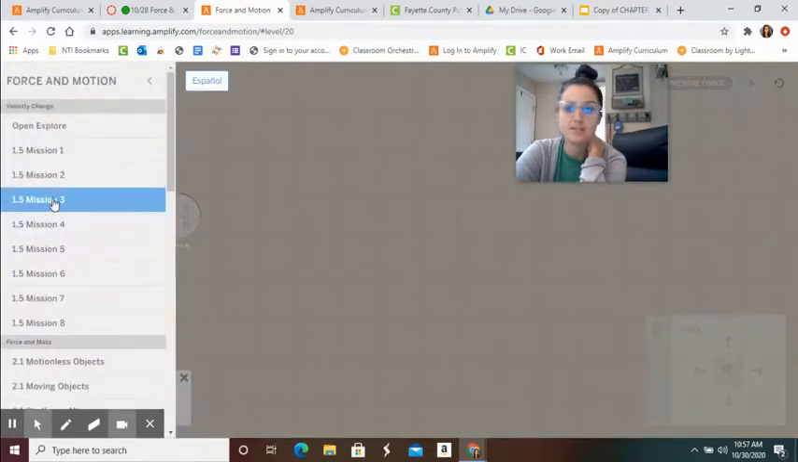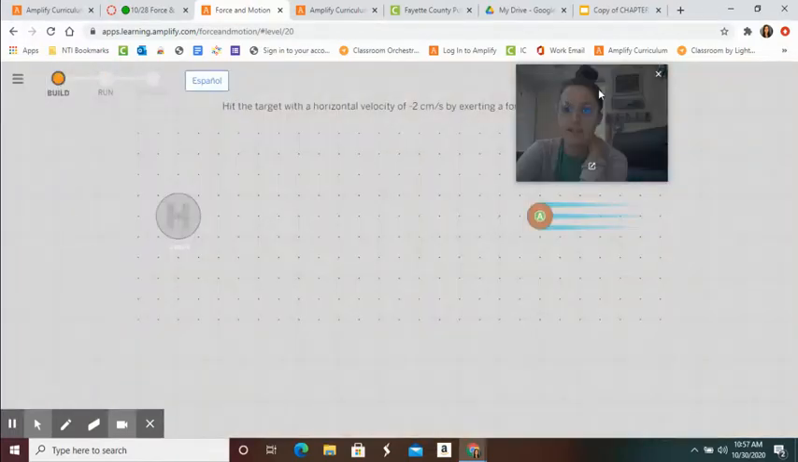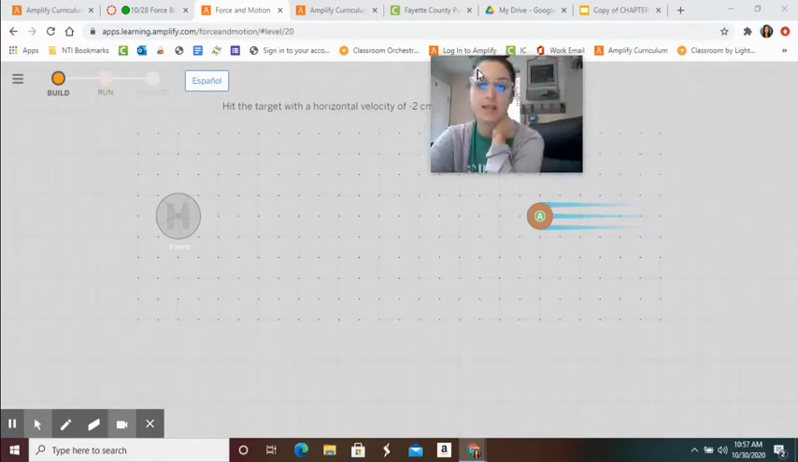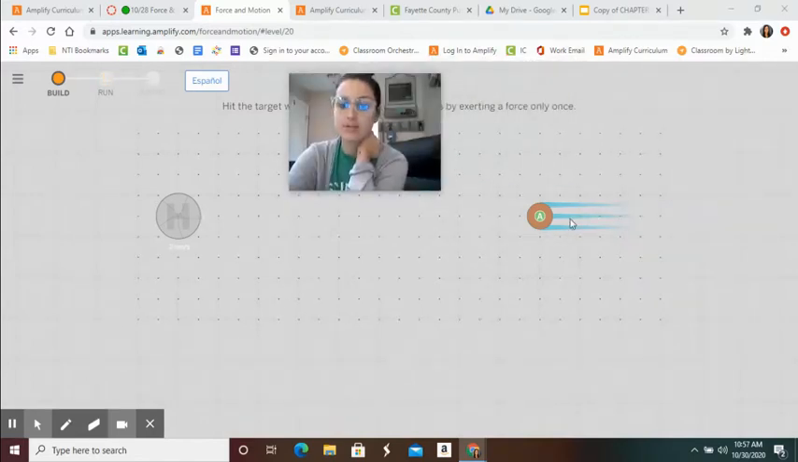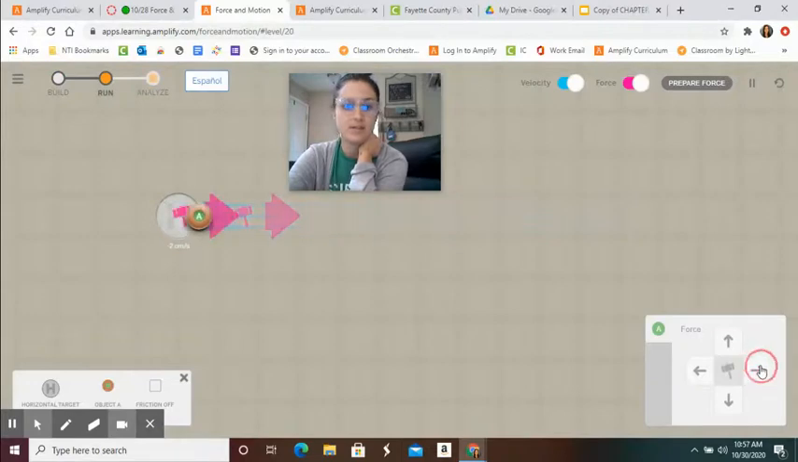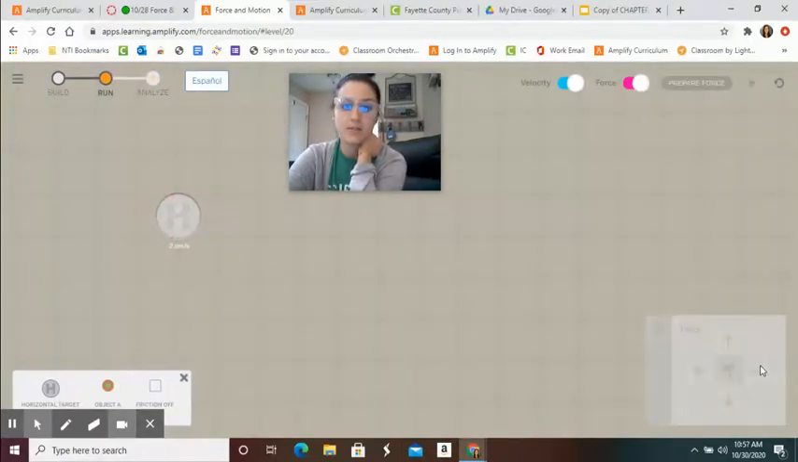So this is mission 3, and you can see that to achieve my goal, I have to hit the target with a horizontal velocity of -2. So that's telling me, by looking at these blue lines, it's already moving, and I'm going to have to exert a force in the opposite direction. So when I click, I'm going to go in the opposite. 1, 2, 3. There we go. So 3 clicks moving in the right direction, so that would be against the way that it was moving.